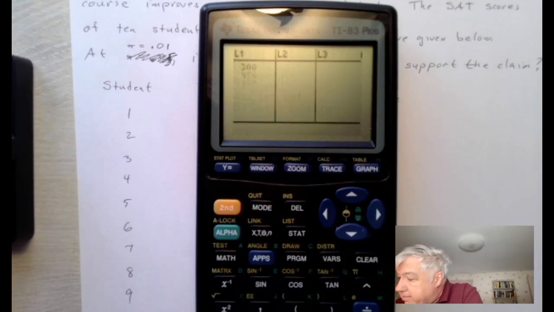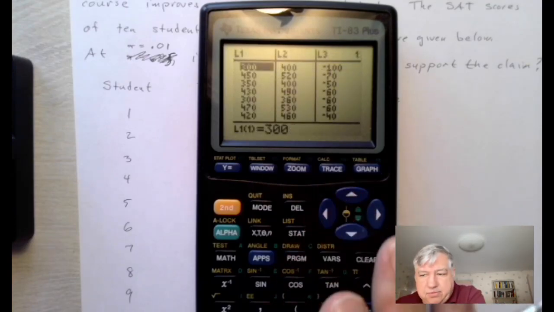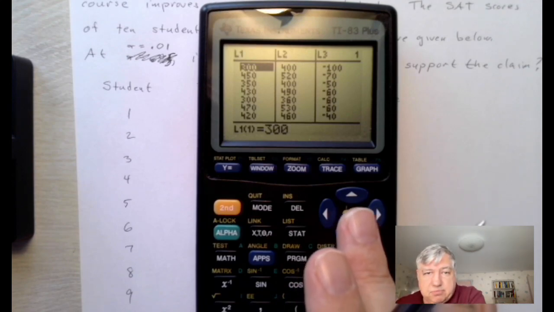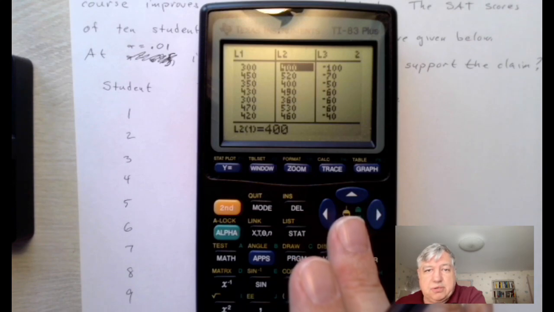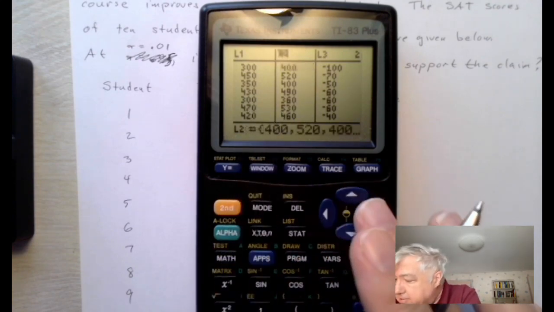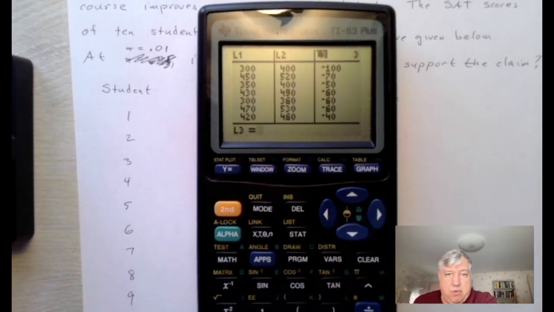We go to edit, and you can see what I've done here. In L1, I've entered all the scores that are before the prep course, and L2 is all the scores that are after the prep course. So these are just the columns given in the example. In L3, let me show you how we compute this. We really want to take the difference L1 minus L2.